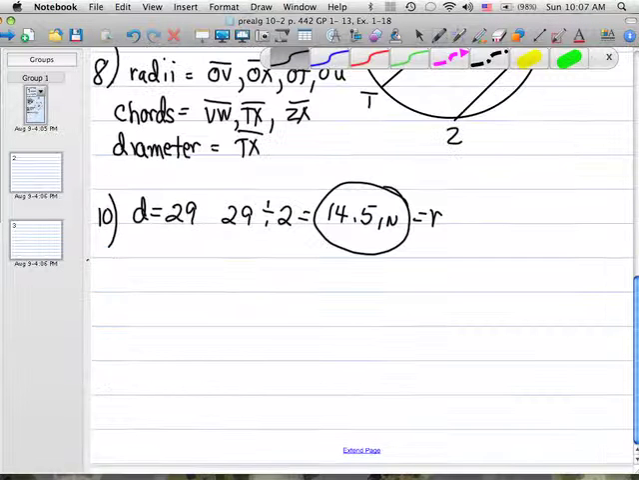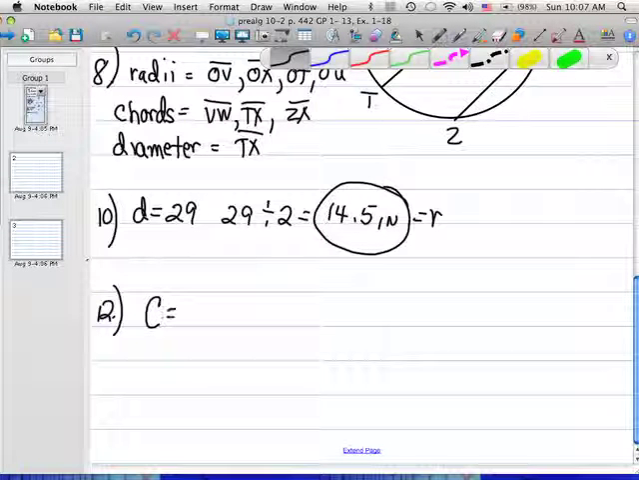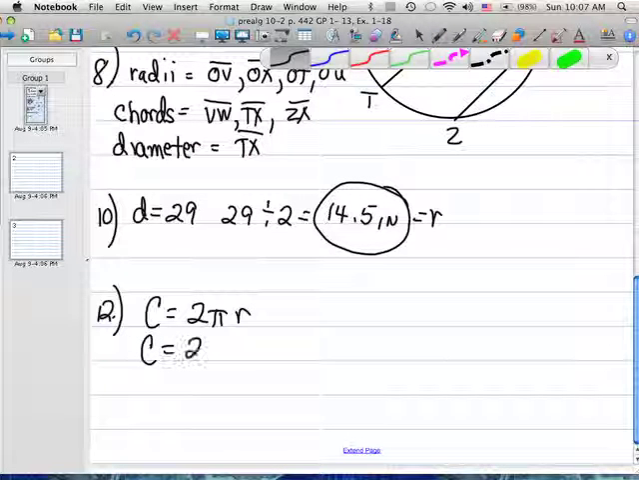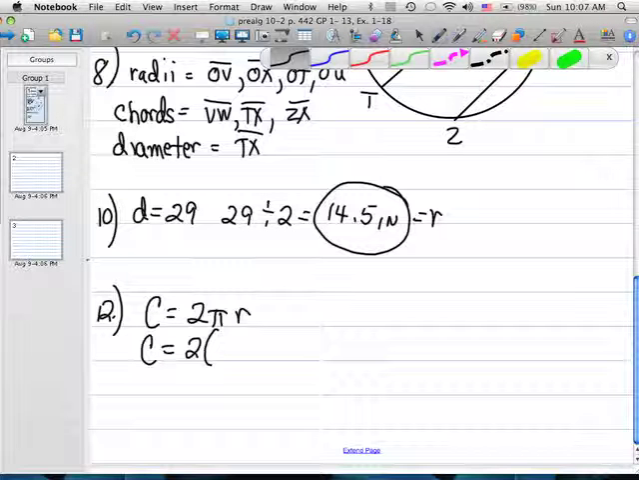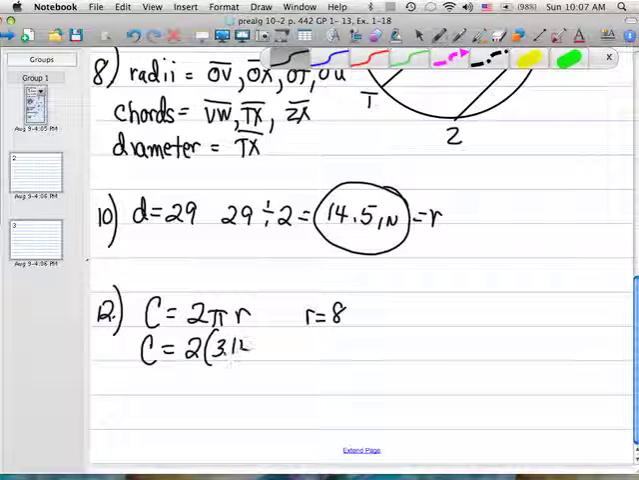And problem number 12, find the circumference of a circle with the given measurement. So we're going to have to find the circumference, and they gave us the radius, so we're going to use 2 pi r. So the circumference equals 2 times pi, and I look at the radius is 8, and 8's not divisible by 7, so I'm going to use 3.14 times 8.